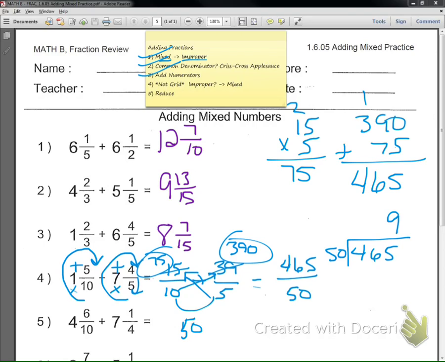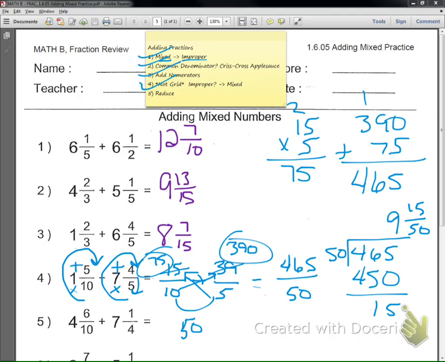Well, 9 times 0 is 0. 9 times 5 is 45. Subtract. 5 minus 0 is 5. 6 minus 5 is 1. And 4 minus 4 is 0. So our remainder is 15, which is smaller than what we're dividing by, the 50, so we're good there. We know it's 9. And then we write 15 over 50. So we're done with step 4.